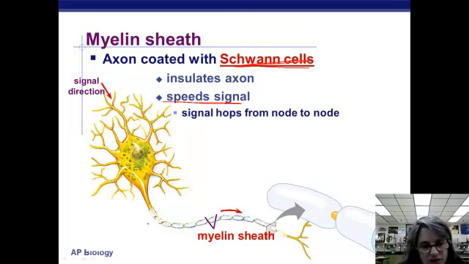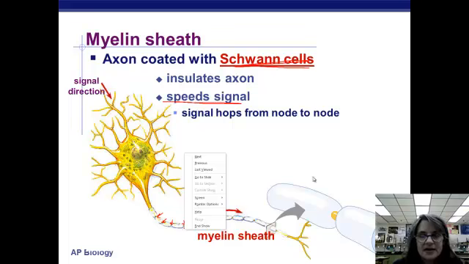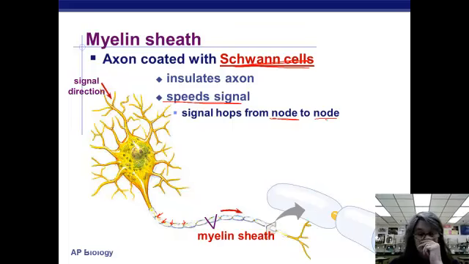In between each Schwann cell, and I don't know if you can see with this picture, it's not the best for showing it, but in between each of these little rice grain type things, so to speak, a little bit of the axon is exposed. Okay, you can see a little bit of the axon. These places are called nodes, okay, where the axon is exposed. Where the axon is covered with Schwann cell, the impulse doesn't go through that. It actually skips from node to node to node to node.